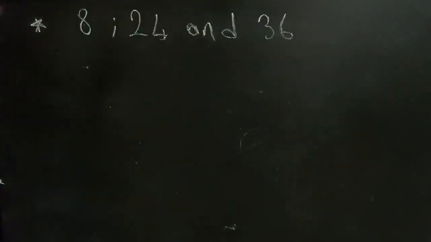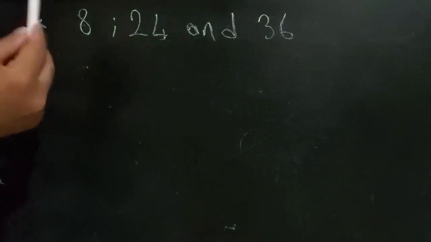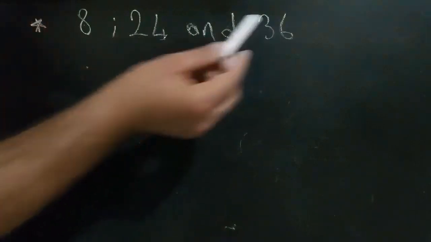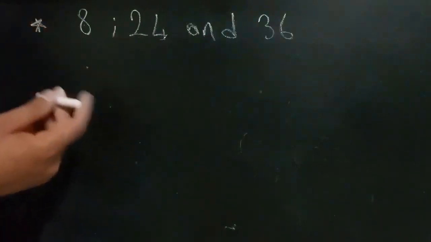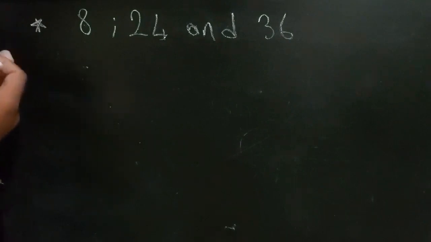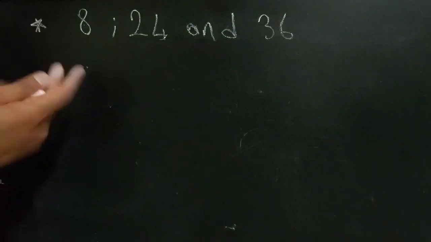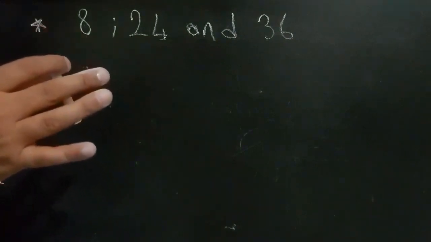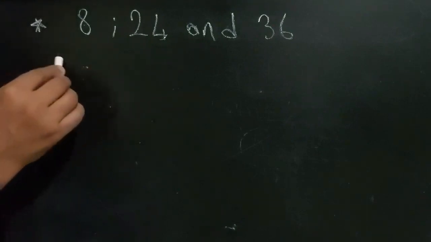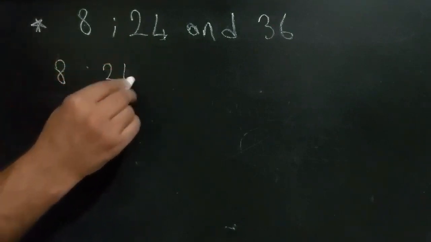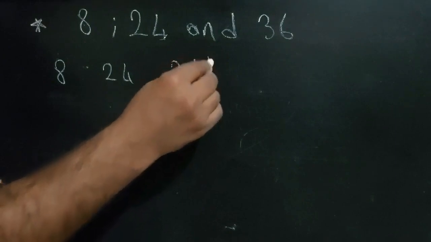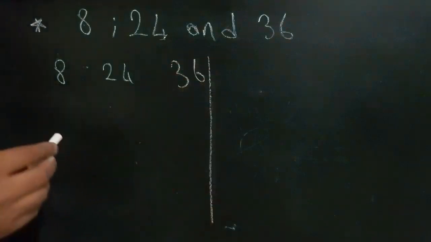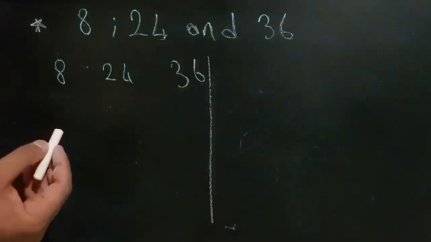Alright, my question is, find LCM and HCF of 8, 24 and 36. In previous questions, all of them, I had just 2 numbers. Now I have 3 numbers. It doesn't matter how many numbers you have. You just write them next to each other. Draw your line and do exactly the same thing.